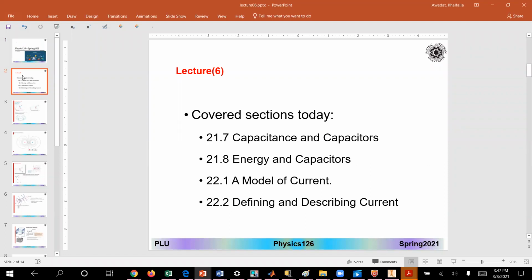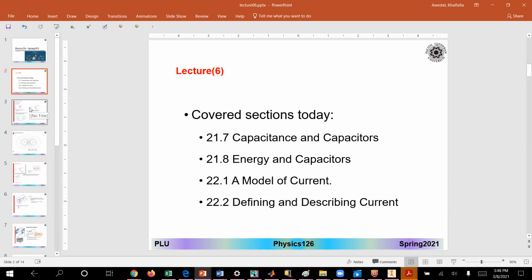And here are the guidelines for the lecture for today. We're going to cover the last two sections in chapter 21, and we're going to move to chapter 22, talking about the electrical current, sorry. And we end up with just two sections in chapter 21.